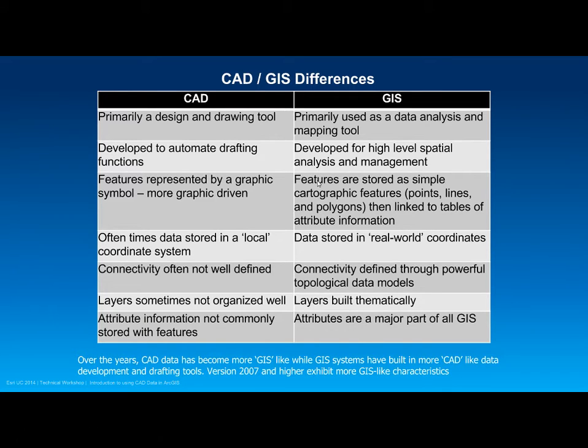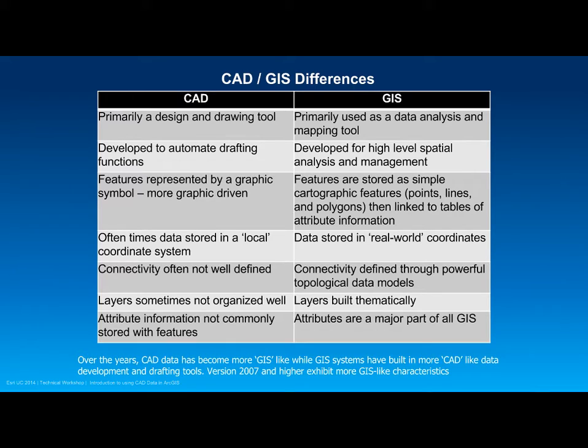With CAD, oftentimes the data is stored in a local coordinate system or not stored with some kind of real-world coordinate system like latitude and longitude or state plane or UTM coordinates. In a GIS, our data layers are almost without exception always stored with some kind of real-world coordinates, whether they be a geographic coordinate system like latitude and longitude, or a projected coordinate system of state plane or UTM.